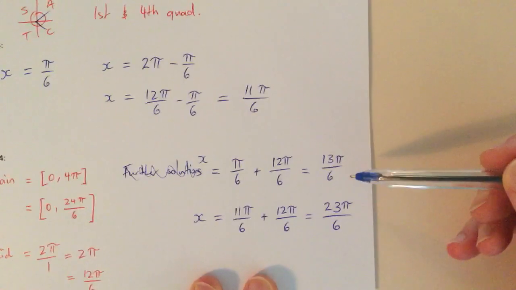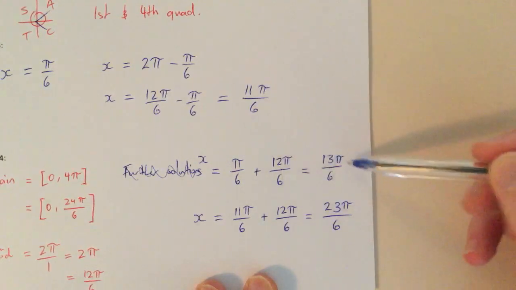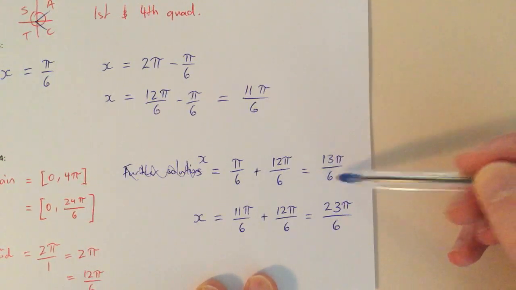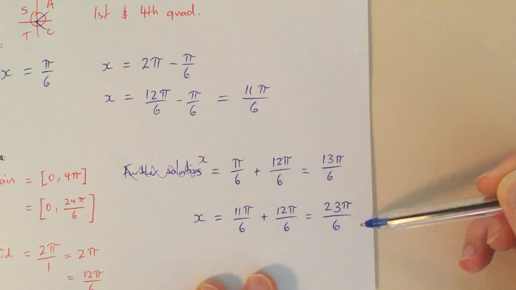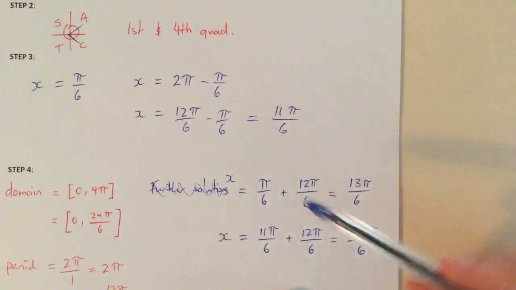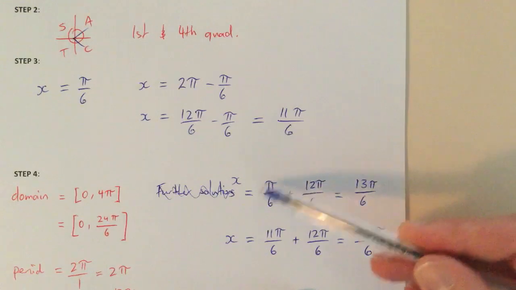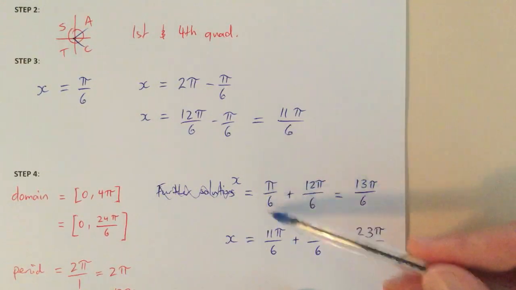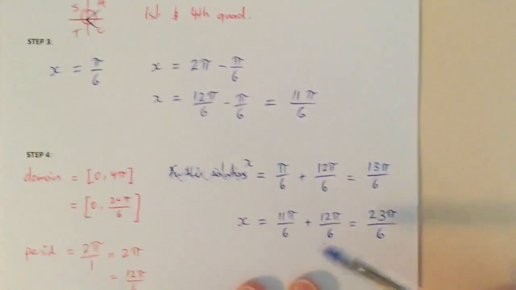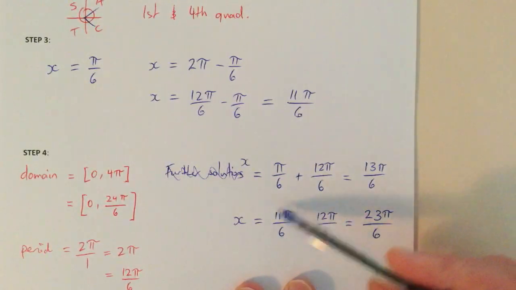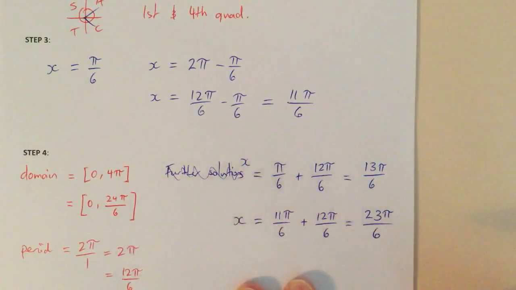You can tell by inspection that if we were to add the period again to these values, adding another 12 pi on 6, this would become 25 pi on 6, which is too big for the domain. This one would become 35 pi on 6, which is much too big. Likewise, we could have tried subtracting the period from our first two solutions, but pi on 6 take away 12 pi on 6 gives a value less than 0, which is outside the domain. Same with the 11 pi on 6 solution: taking away the period would give a negative answer, which again is outside our domain.